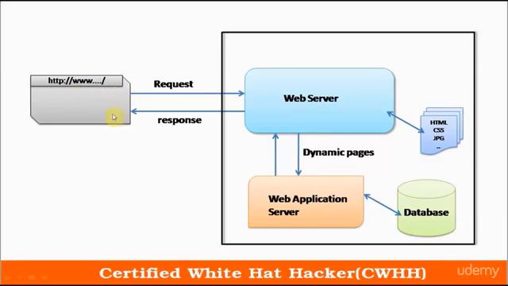Suppose the user requests a dynamic page. Then the user's browser sends the request to the web server, which realizes it's a dynamic page and forwards it to a web application server. A web application server renders server-side scripts like PHP, ASP, or JSP, and also uses information from the database to generate a dynamic page, which is forwarded to the web server and which is again forwarded to the user's browser and displayed to the user.